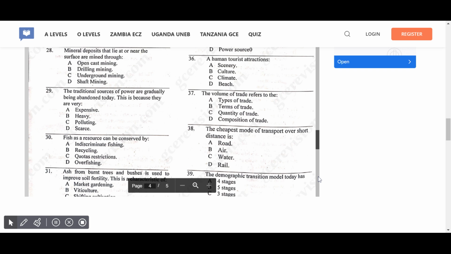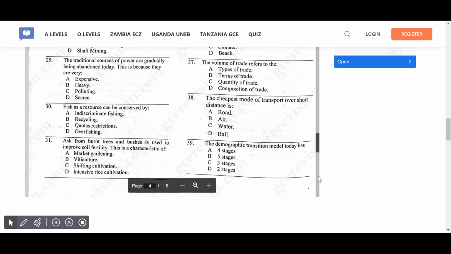Question 30. Fish as a resource can be conserved by... The answer is C, quotas restriction.